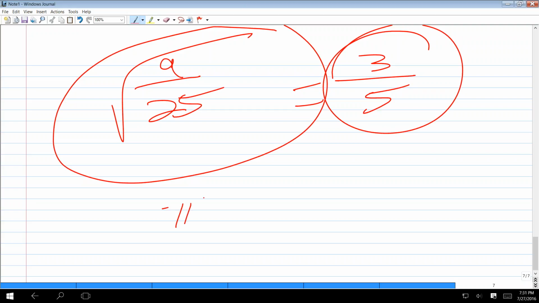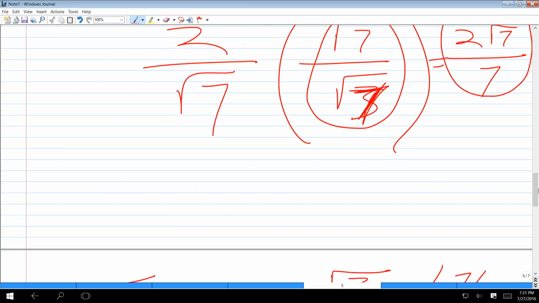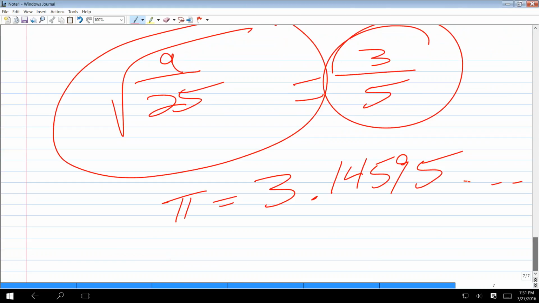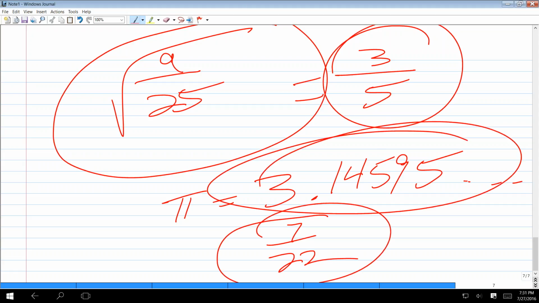Pi, there's no way I can write that as a fraction. It's 3.14159 ... goes on forever, never repeats. So there is no fraction that equals this. The closest you could probably come is 22/7, but that's not really even close. If you put that into your calculator, you will not get that.